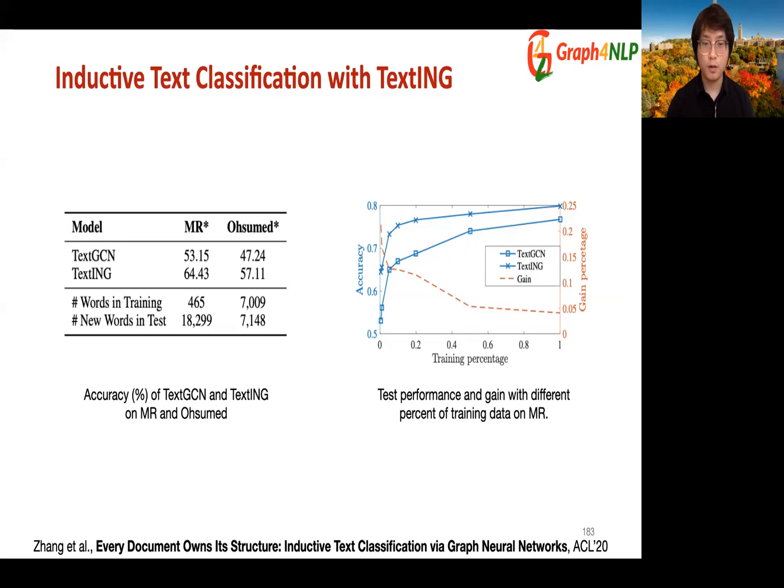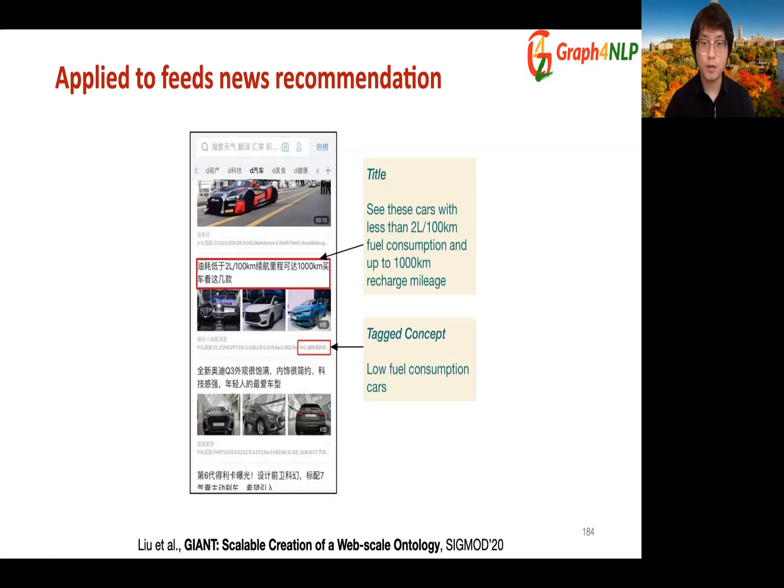And actually, we applied this system, the GIANT system, to the feeds news recommendation in the QQ Browser, Mobile QQ, and so on. For example, this shows an example. If you have a document with this title, you can tag the concept "low fuel consumption car" to this document, even though this concept phrase never shows up in the title or the content. In this way, it helps the understanding of the long document and improves the performance of recommendation.